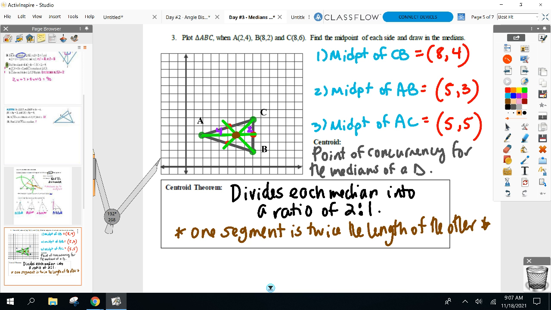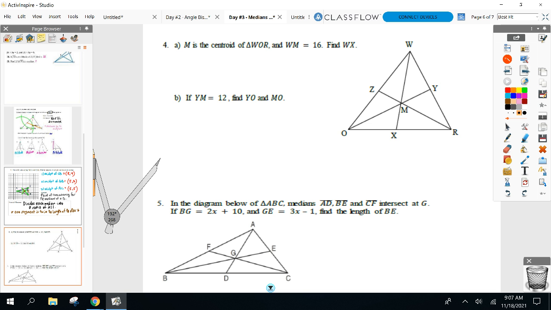Two quick examples and we're out. Anything you want to ask first before we apply it to a triangle? Or three maybe, because that's got a part A and a B. All right, M is the centroid. So now I'm thinking, these are medians, and it breaks each median up in a ratio of 2 to 1.